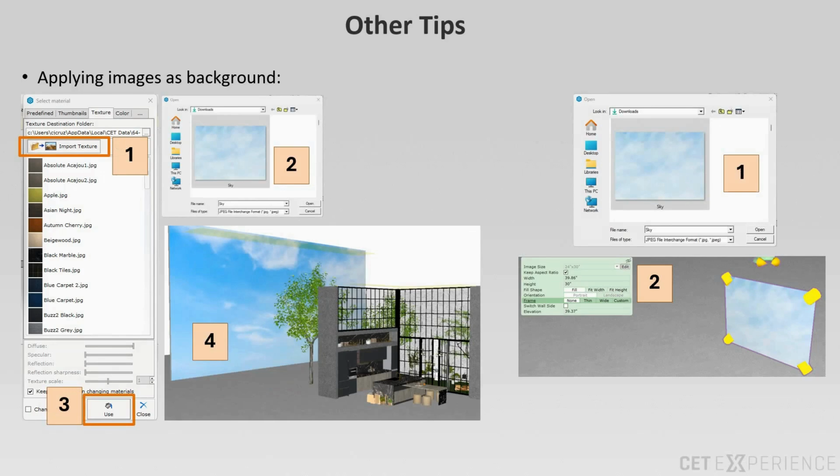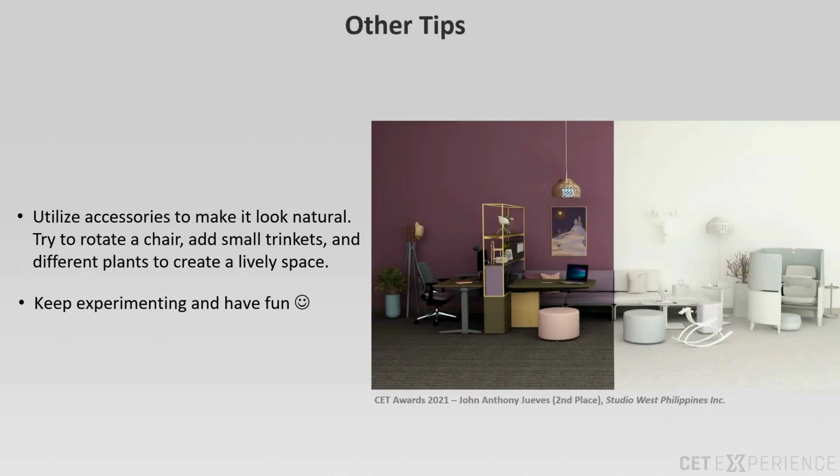Just a quick tip, if you'd like to brighten an image without editing and adding back the image file, you can add an area light above instead. Also, utilize accessories to make it look natural. Try to rotate a chair, add small trinkets and different plants to create a lively space.